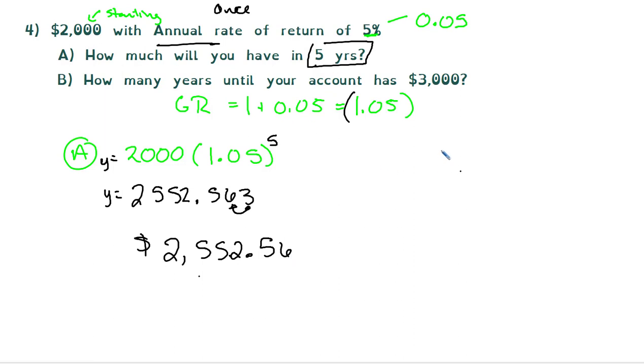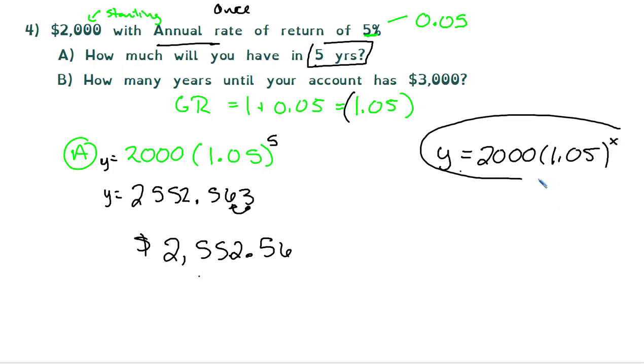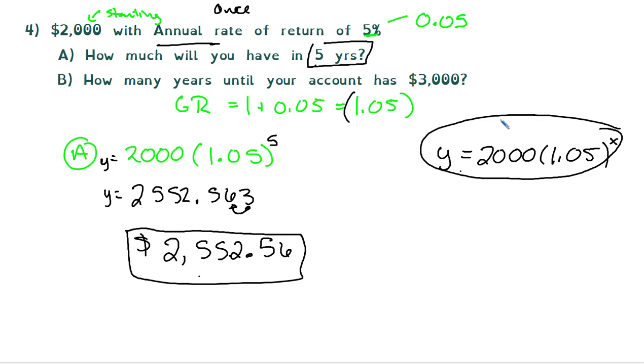And if I needed to actually write the equation of this, if I wanted the model, it'd be 2,000 times 1.05 to the x power. So this is if it wants the model. If it wants the equation, that's what it's looking for. If it wants the number, this is what it's looking for. And so this model, this equation, is what's going to help us on this next one.